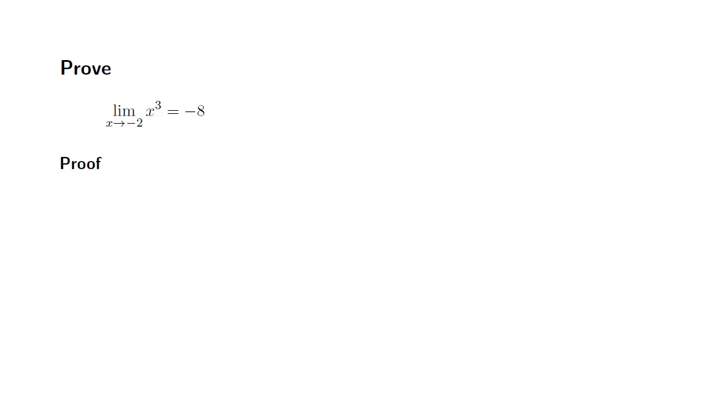All right, let's try to write the epsilon-delta proof for the following limit: the limit of x cubed as x approaches -2 is equal to -8.